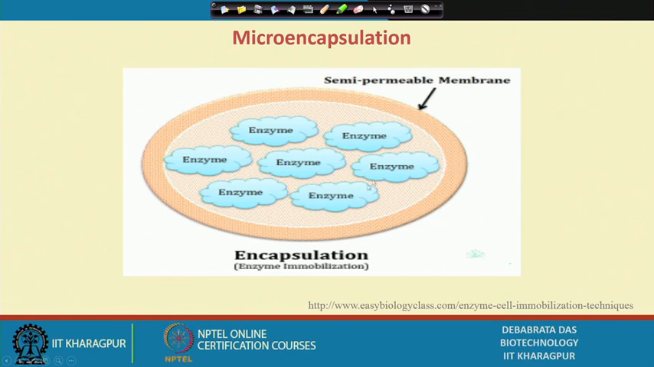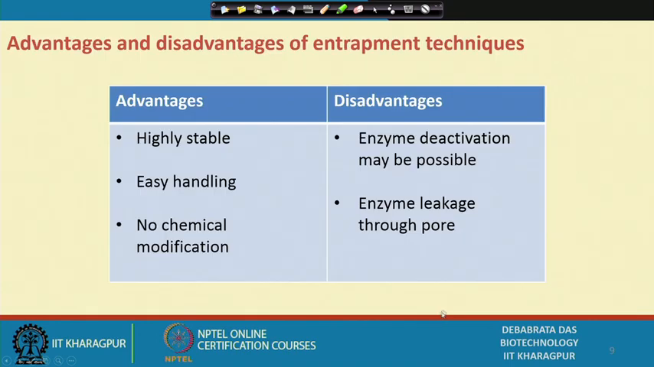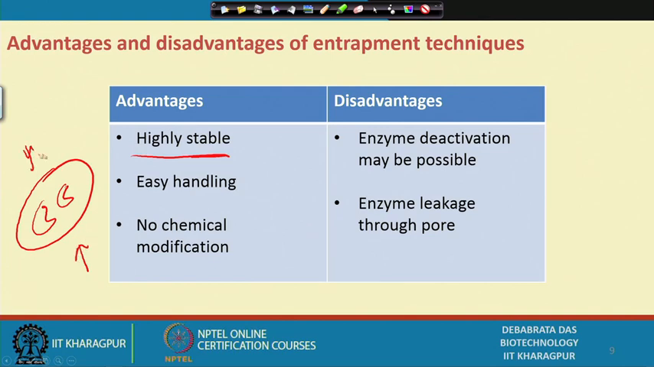Now, this is the same as what I have shown here, pictorially. Now, what are the advantages and disadvantages of this entrapment technique? The first advantage is that it is highly stable, because since the enzyme is inside, if you pass the liquid here, it is not going to affect the enzyme much. Only the substrate will diffuse in and react with the enzyme, and the product will come out.